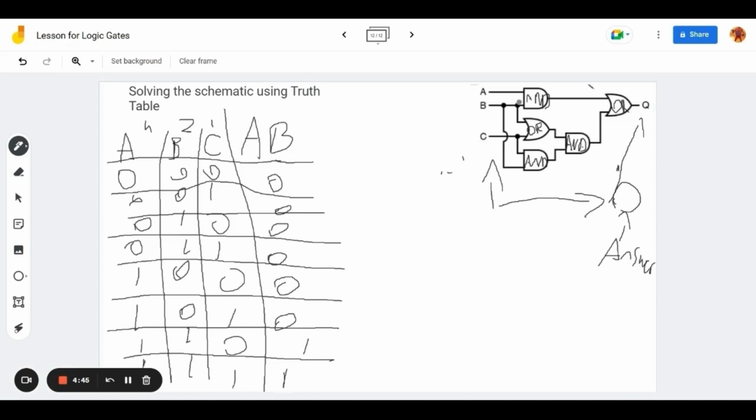Then next on our list, we're adding B and C together. As you can see, B goes to the OR gate and C also goes to the OR gate. So we're adding B and C together.